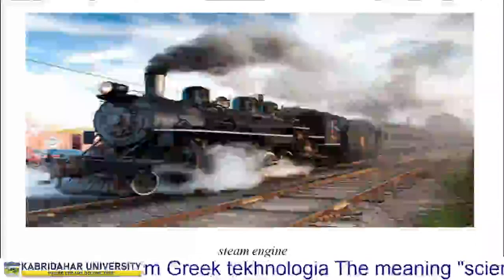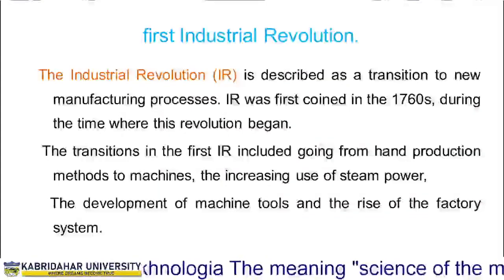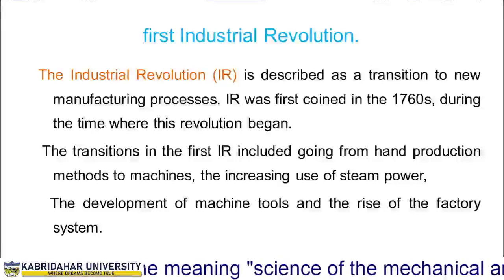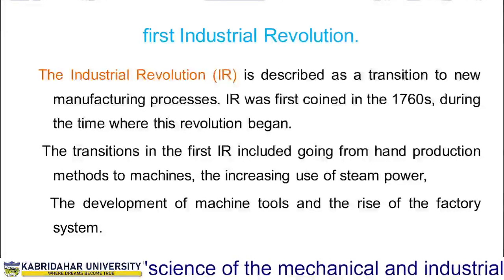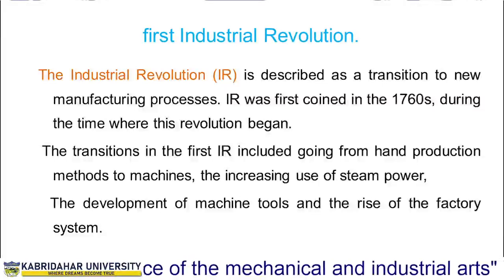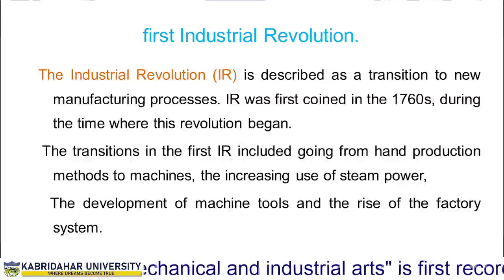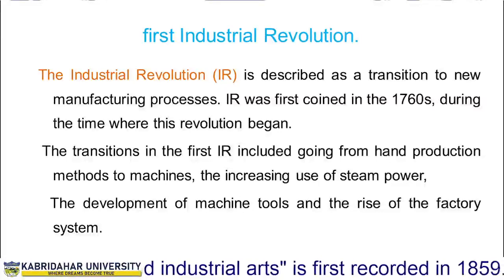The industrial revolution, which means the first industrial revolution or IR, is described as a transition to new manufacturing processes. When we say first industrial revolution, it is described as what? A transition to new manufacturing processes. The term industrial revolution was first coined in the 1760s, which was the time when this revolution began.